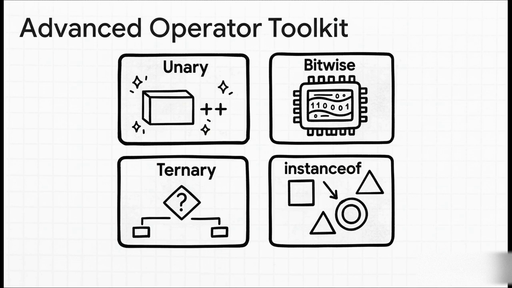Unary operators like plus plus and minus minus are little shortcuts to add or subtract one from a number, which is something you do all the time in loops. Bitwise operators are pretty advanced. They let you work directly with the raw ones and zeros that make up numbers. The ternary operator is a really neat way to write a simple if this, then that statement all on one line. instanceof is a tool for checking what type of object you're working with.